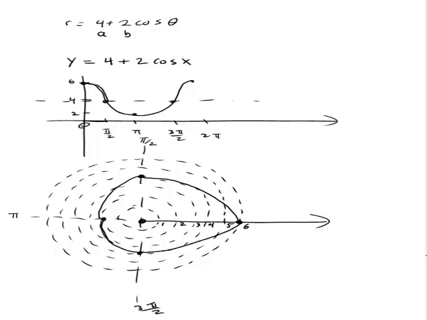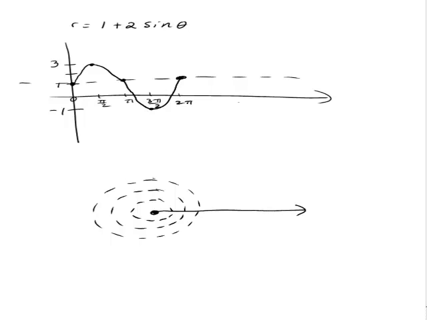Okay, so let's look at another problem. This next problem is going to be r equals 1 plus 2 sine theta. And so here we see that A is now less than B.